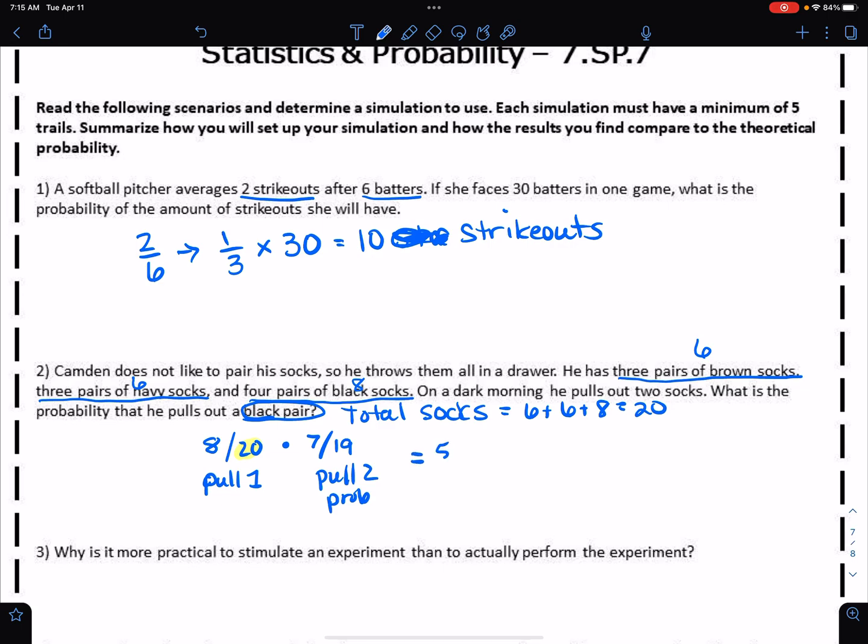8 times 7 is 56. 20 times 19, I used my calculator, and I got 380, which, if you use your calculator to figure out percentages, is 14.7% of a black pair.